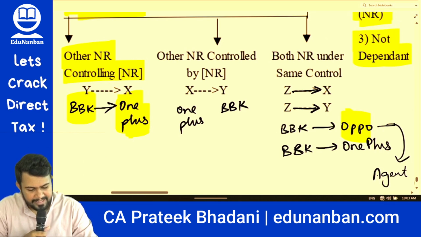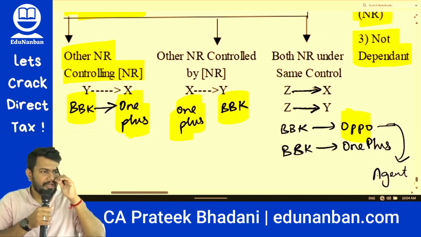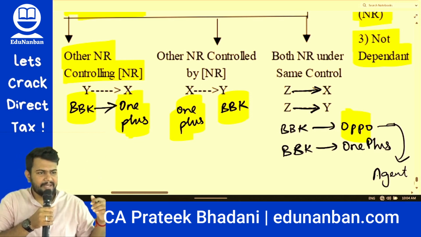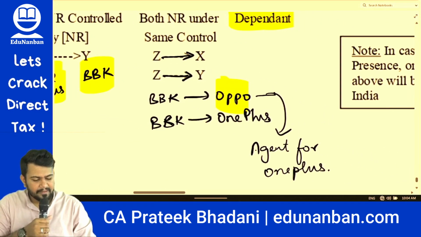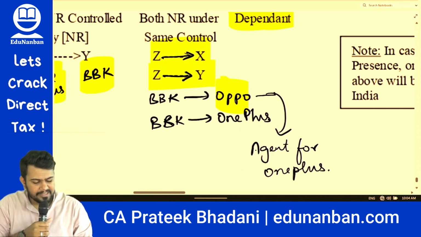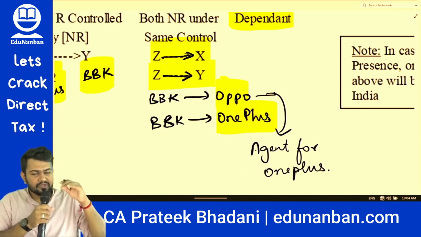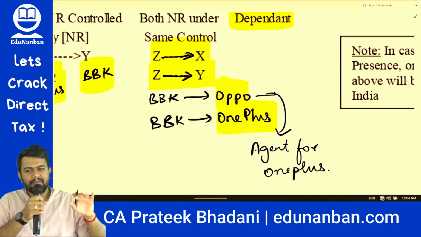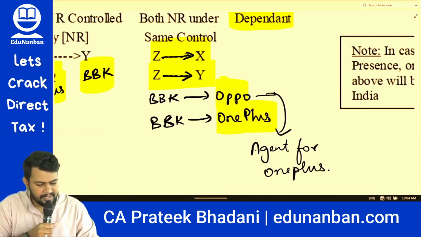Next, X controlling Y. It means what? OnePlus securing orders for BBK Electronics through a dependent agent, that is also covered here. And lastly, both non-residents under the same control. So Oppo and OnePlus both are under the same control of BBK Electronics. So if Oppo is getting orders for OnePlus using a dependent agent, that is also covered under dependent agent.